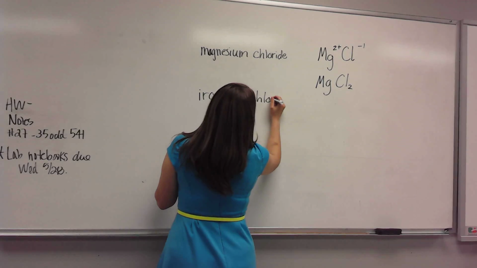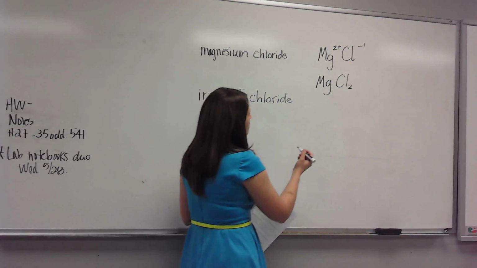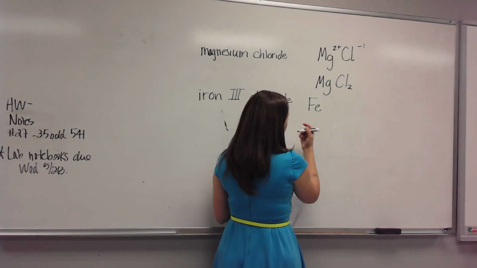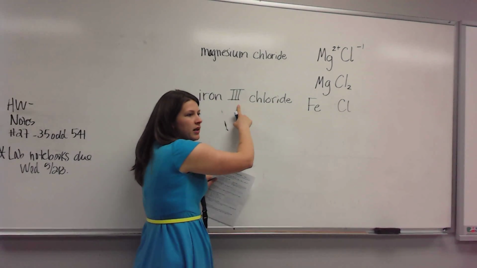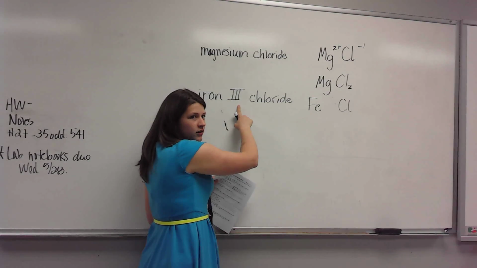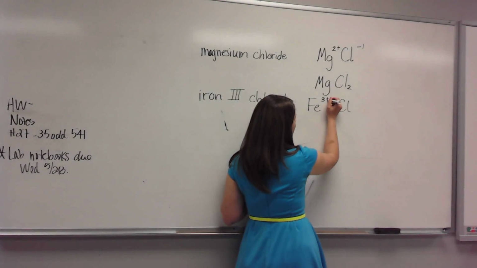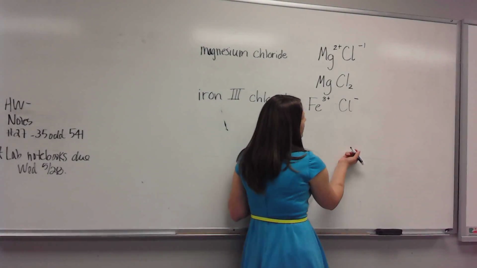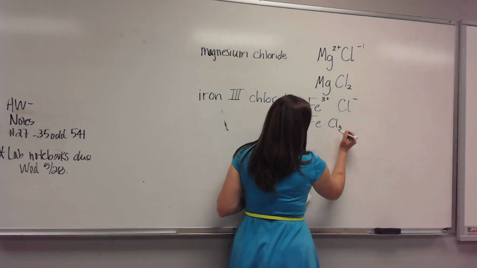Iron 3 chloride is next. What's our symbol for iron? Fe. And what's our symbol for chloride? Cl. What's that Roman numeral 3 mean? It's a charge of 3, so that's its charge. And then chlorine was a -1, just like above. And then we crisscross. So that 3 will go to the chlorine in this case.